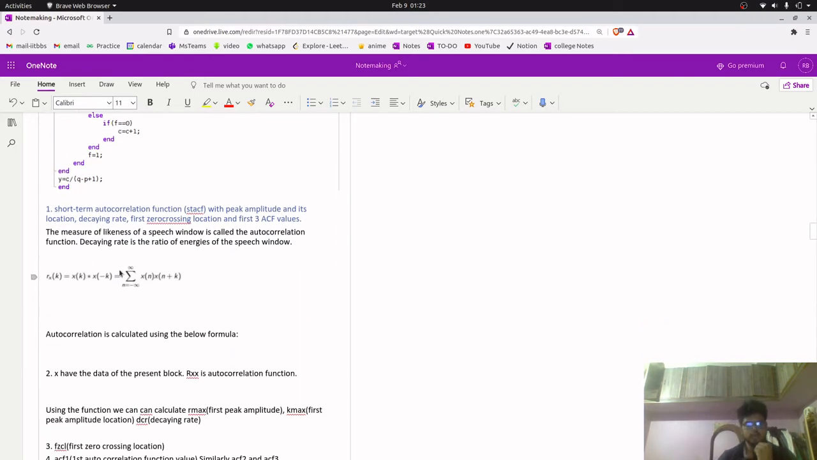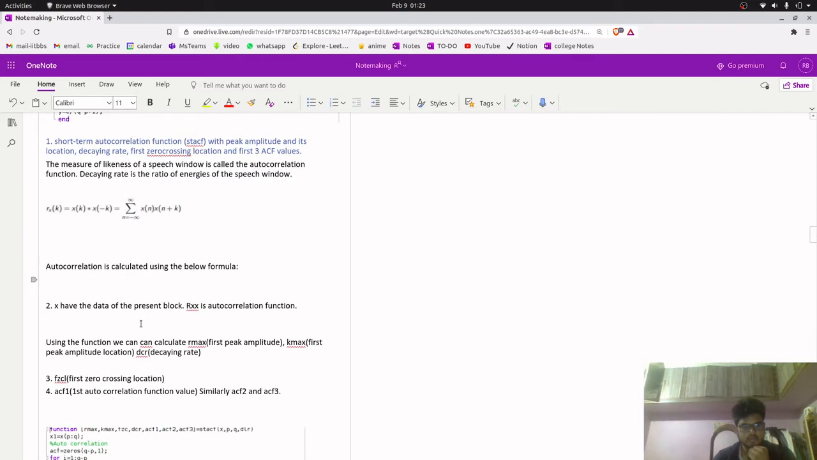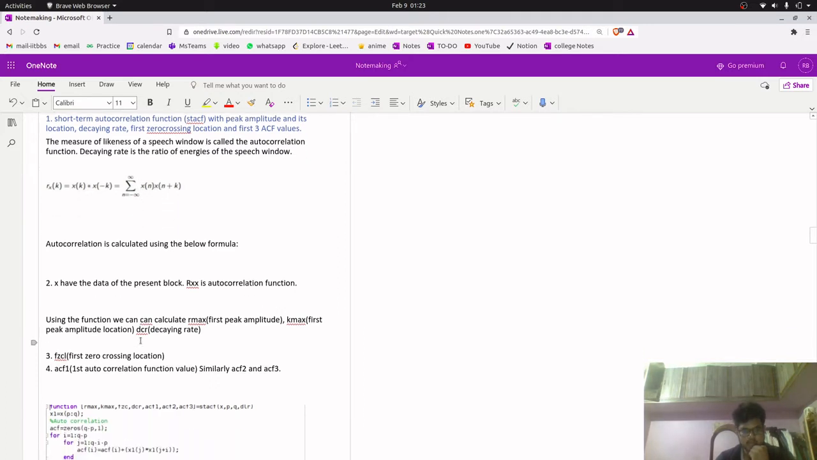And then comes the short-term autocorrelation function. As we know from the signals and systems course, it is the summation of x(n) times x(n plus k), from minus infinity to infinity.